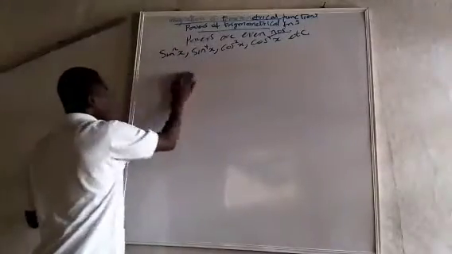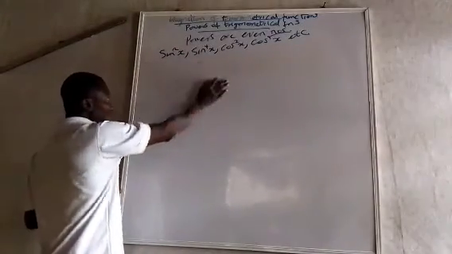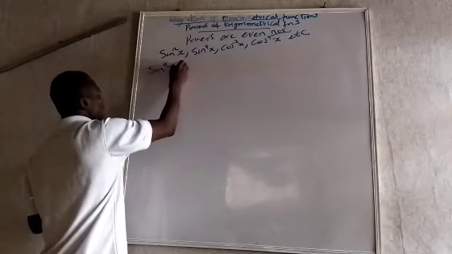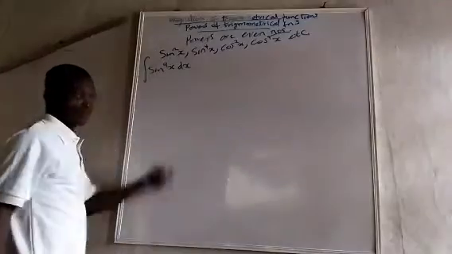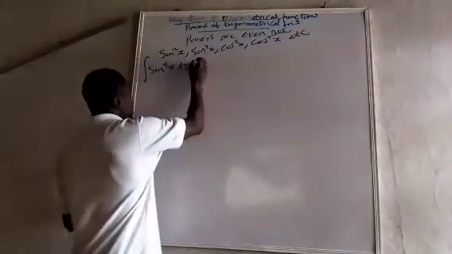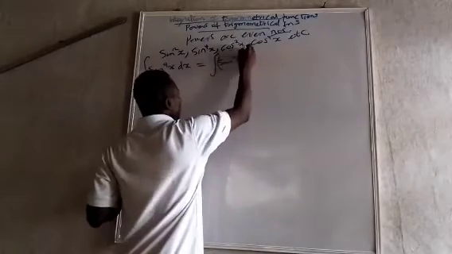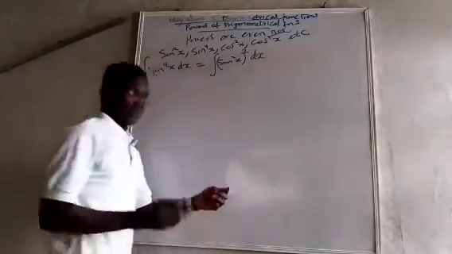Now let's start with sine raised to power 4. We have done that of sine square and cos square. So, the integral of sine raised to power 4x dx. You see, it will be sine square x, squared, dx.